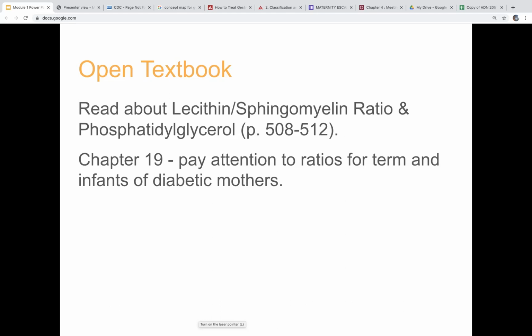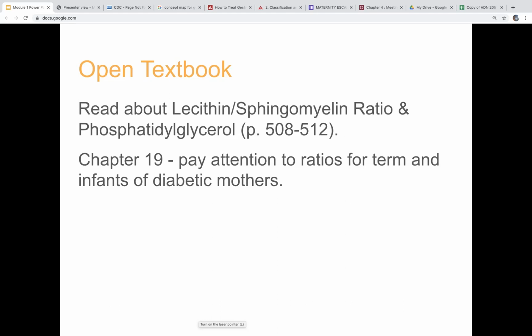An LS ratio, you might see this again, an LS ratio greater than 2:1 in a non-diabetic woman indicates the fetus's lungs are mature. So let me repeat that. An LS ratio greater than 2:1 in a non-diabetic woman indicates the fetus's lungs are mature. An LS ratio of 3:1 in a diabetic mom indicates that the fetus's lungs are mature.